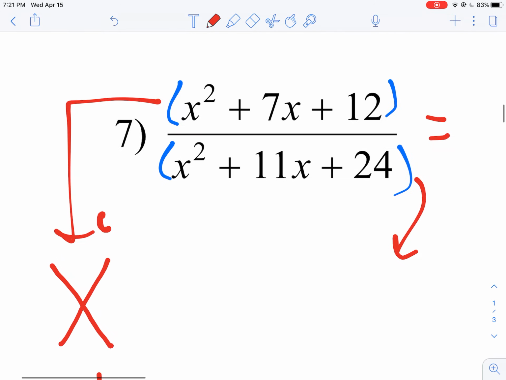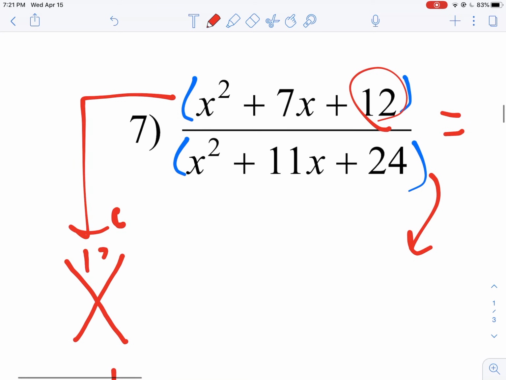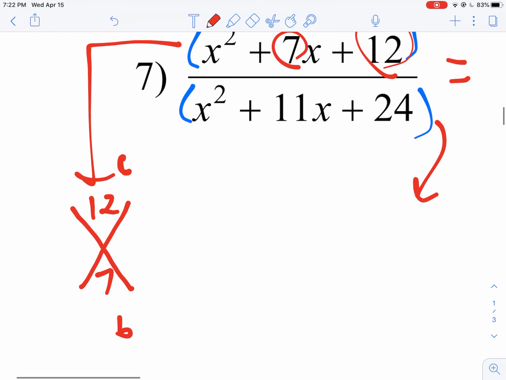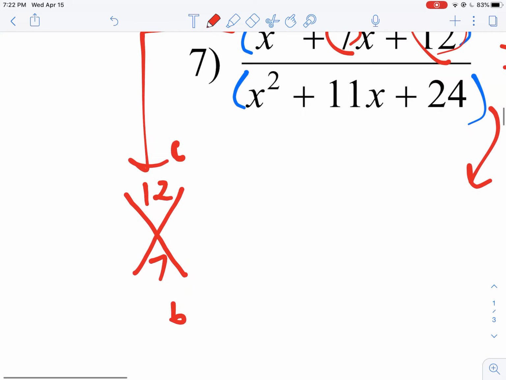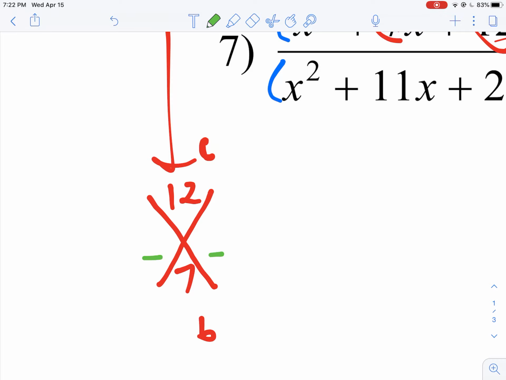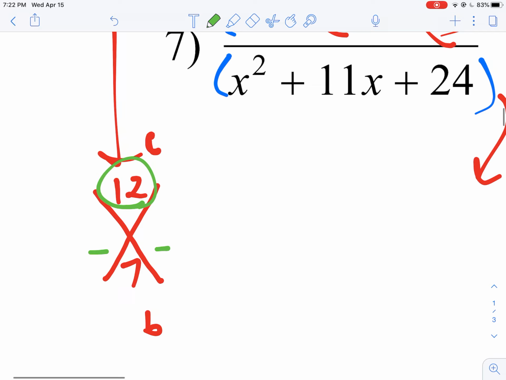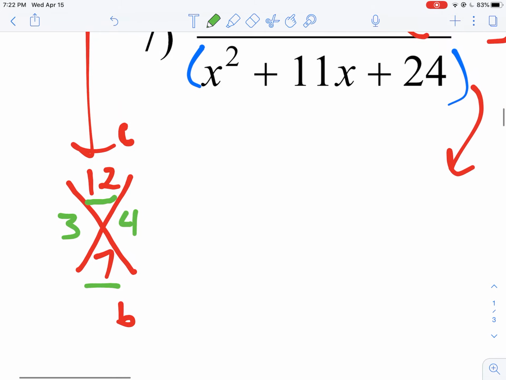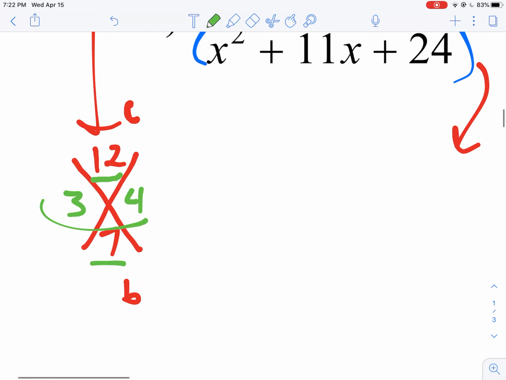All right, so for the first one, the c is 12, and the b is 7. The game is I have to figure out which two numbers to put here: multiply to get the top, add to get the bottom. So what two numbers multiply to 12, but then add to 7? 3 times 4 gives me 12. 3 plus 4 gives me 7. So the answer, and I'm pretty much done here.